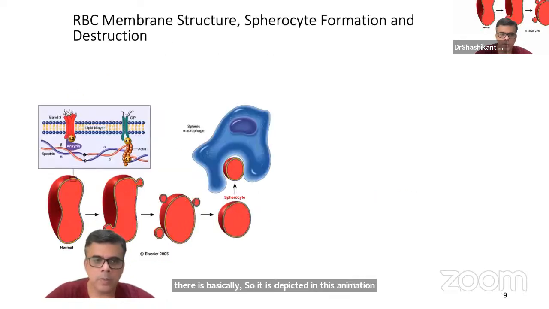So these are some lipid bilayer, and these are some proteins, ankyrin, band 3. So these are some proteins, and spectrin provides the structural support, and ankyrin is the one which integrates the spectrin with the lipid bilayer.